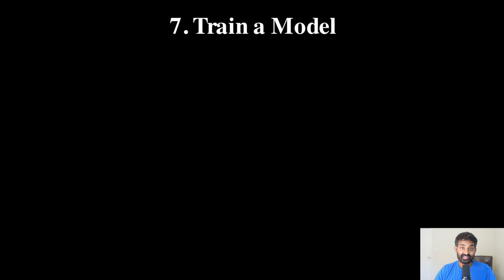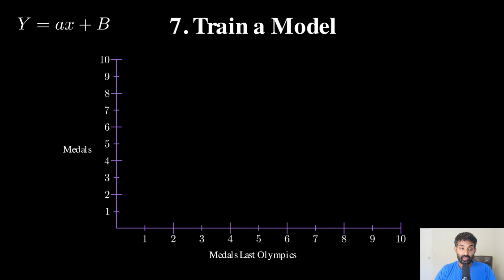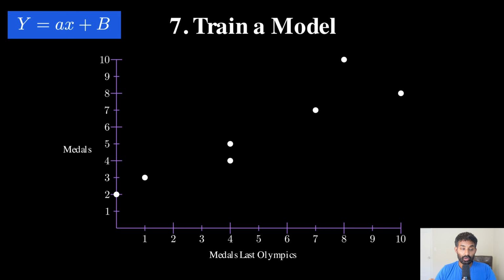And then the final step, step 7, is the fun part, actually training the model. So we're going to use linear regression, which is a very popular machine learning model. And linear regression works with an equation. If you look at the top left, the equation y = ax + b is the equation that we're going to use to train our model. And there's a simple example of how that can work below.